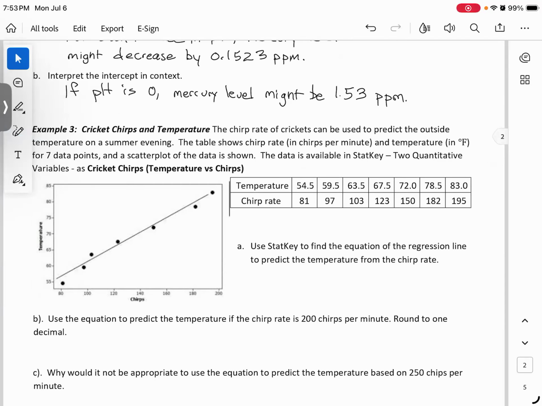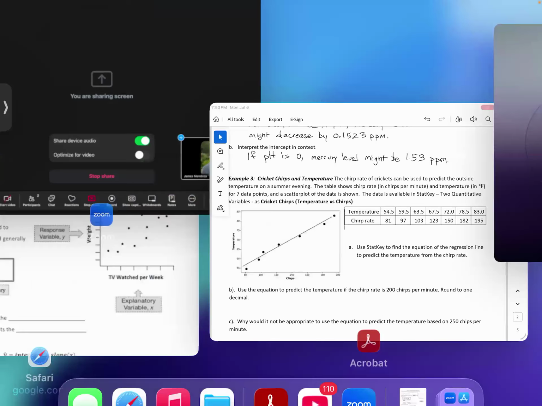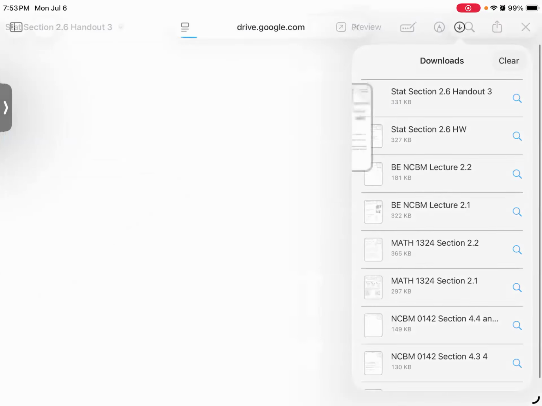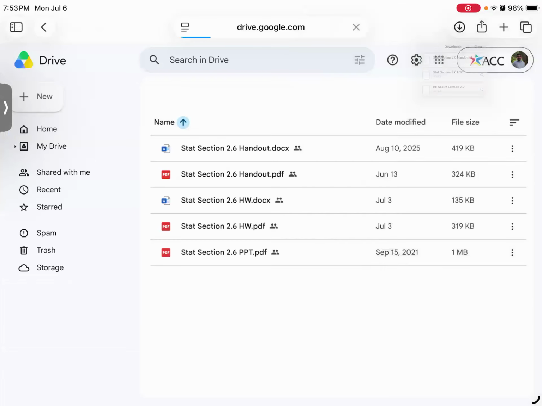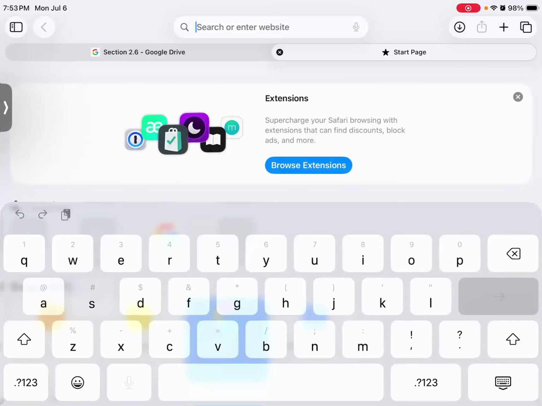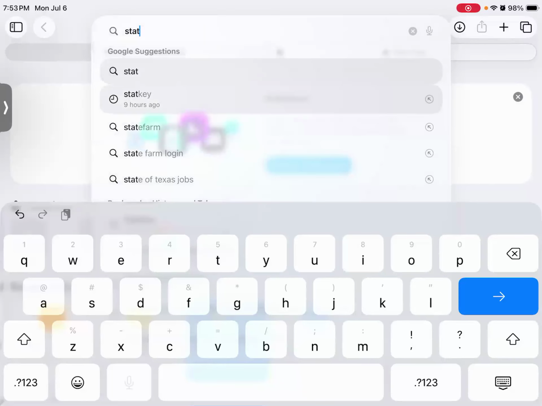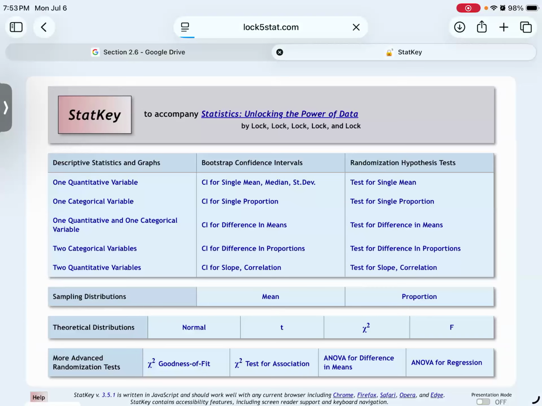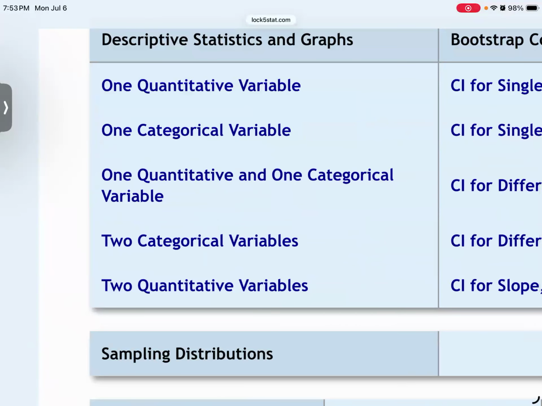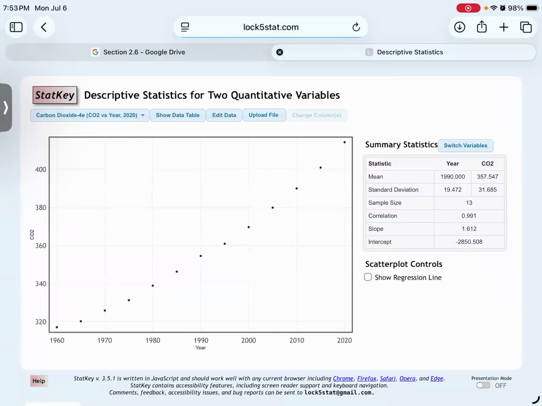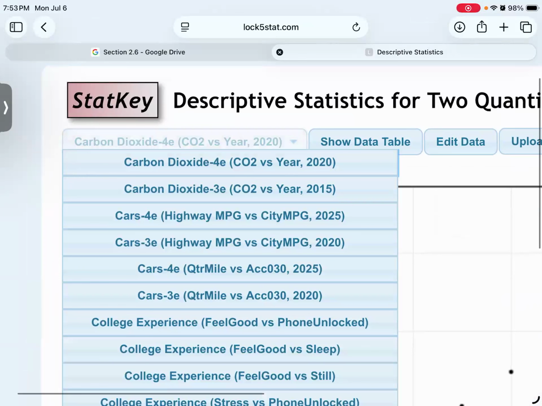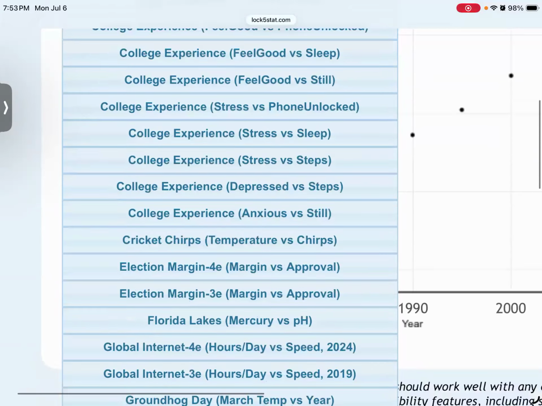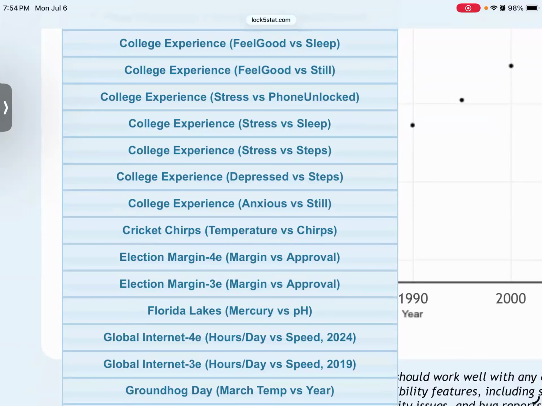So as I mentioned, let's go to StatKey. Let's look for cricket chirps. Let me close this up. I want to go right here. Let's go to StatKey. We're going to go to this one that we were using for correlation, the two quantitative variables, very bottom one. And we're going to find the cricket chirps, which is, got to scroll down a little bit. There it is, cricket chirps, temperature versus chirps.